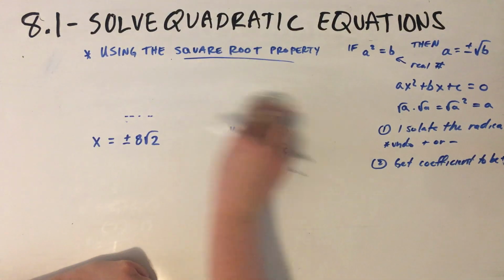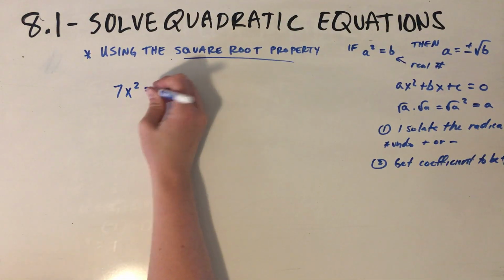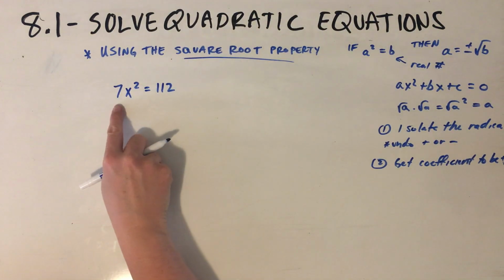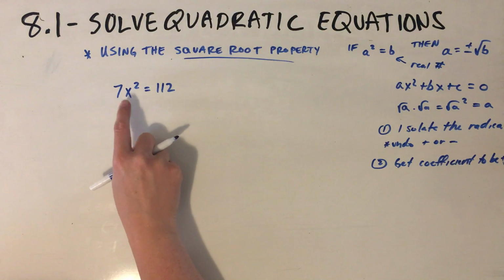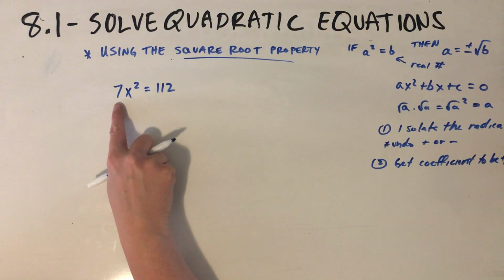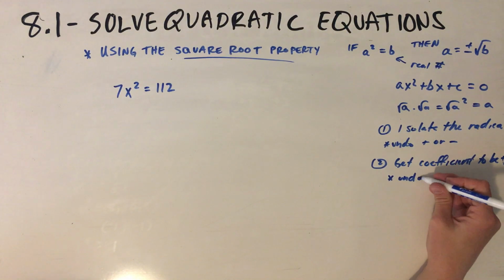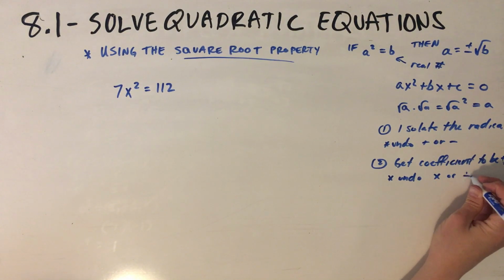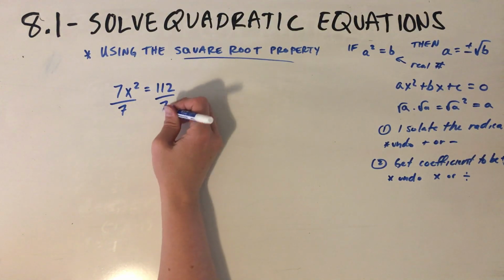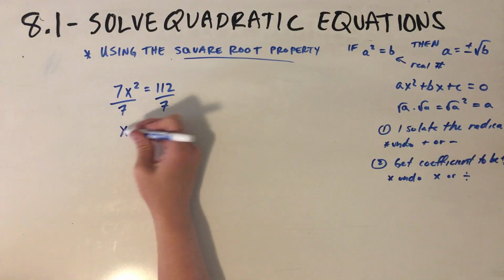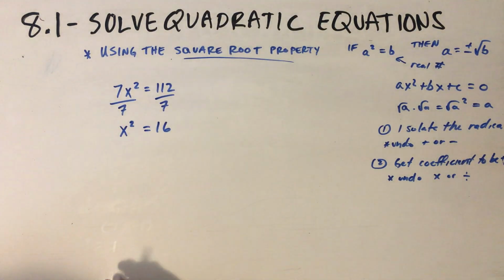If we had a problem that looked like 7x squared is equal to 112, this is isolated. There's nothing connected to this x squared term through addition or subtraction, but I need to get this coefficient to be 1, and right now it's 7. The way we're going to do this is we're going to undo any multiplication or division that's connected to this variable. In this case, it's multiplication, so I'm going to do the opposite, which is divide both sides. So I'm going to get x squared is equal to 16.